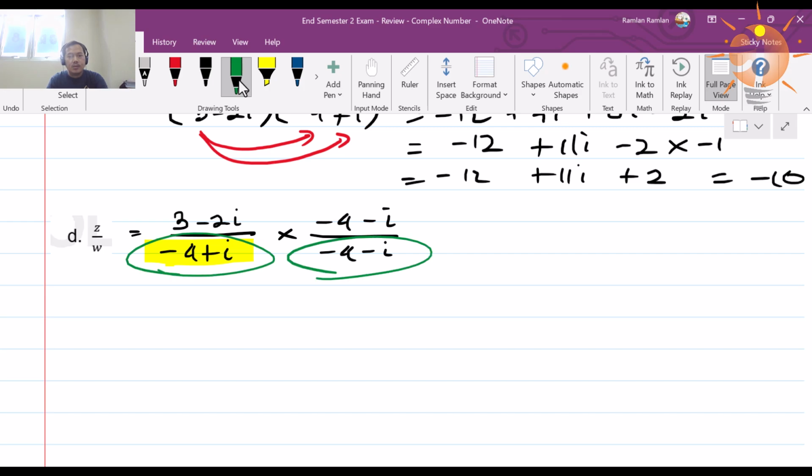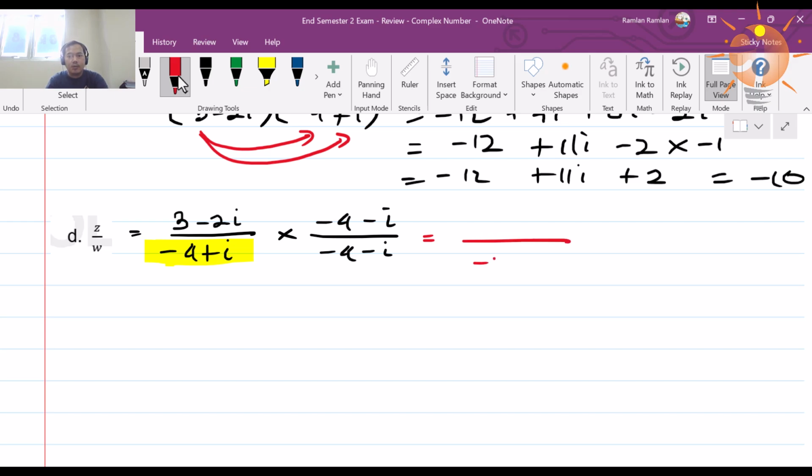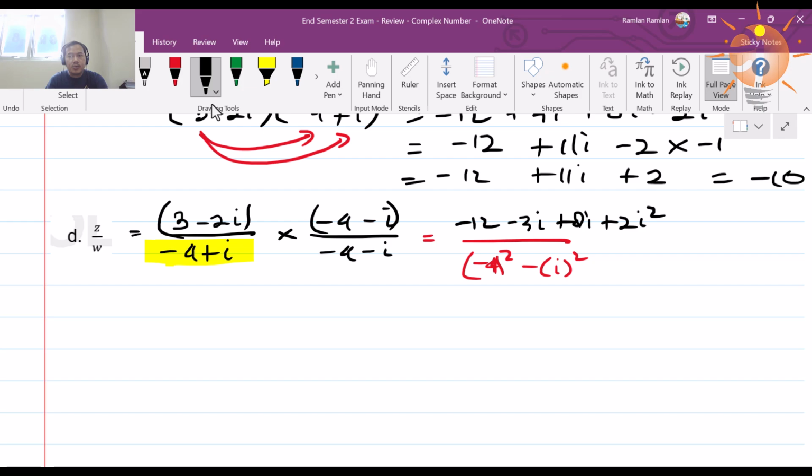Now, remember what I've just explained. This is just like a plus b times a minus b. So it equals negative 4 squared minus i squared, and that's for the denominator. As for the numerator, we can do the same thing as we did for the multiplication. If we do that, I'm going to go straight to negative 12, then negative 3i, then plus 8i, and the last one is plus 2i squared.